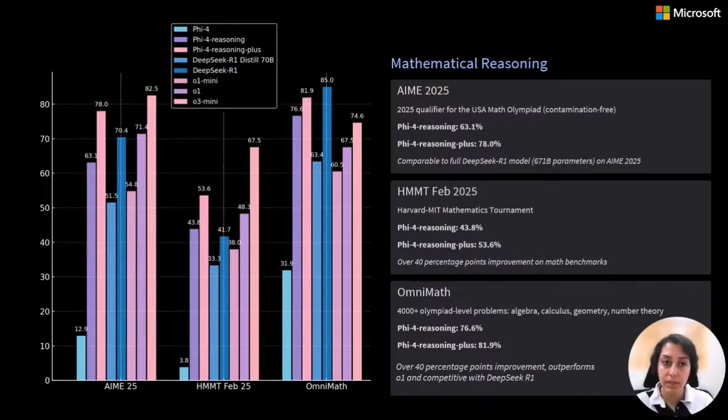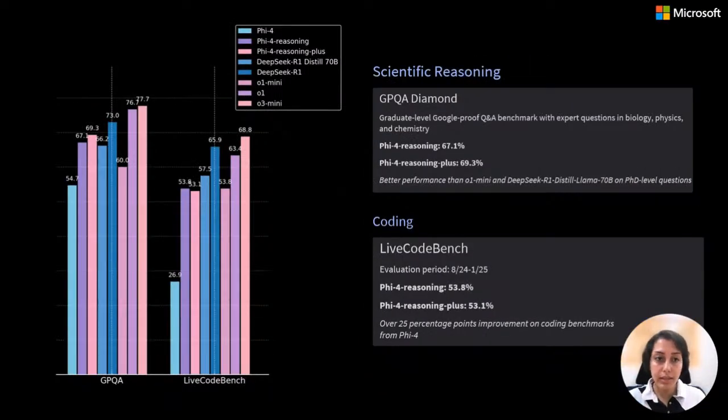The second set of benchmarks are for scientific reasoning, and GPQA is graduate-level Google-proof Q&A benchmark that has expert-designed questions and answers in biology, physics, and chemistry. And on this benchmark, you can see that the 14B models have better performance than O1 Mini and the distilled version of Llama 70B reasoning on these PhD-level questions. And finally, for coding, we evaluate LiveCodeBench, which is a challenging coding benchmark, and we see that we have over 25% improvement points on this benchmark compared to the non-reasoning Phi-4.